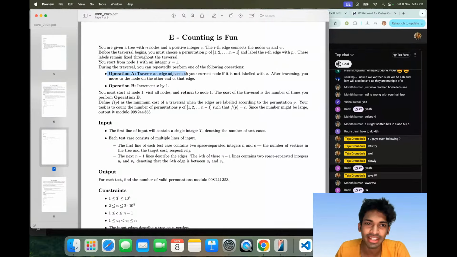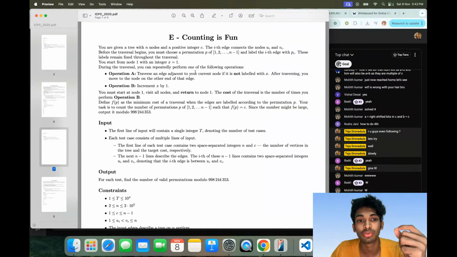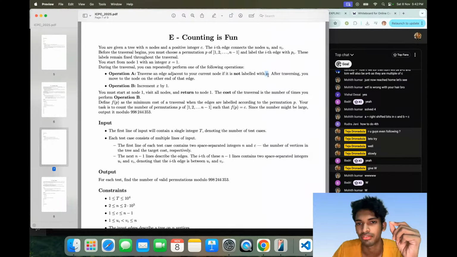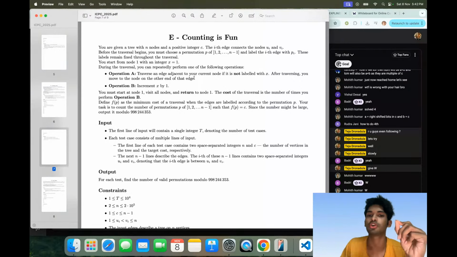Operation A, traverse an edge adjacent. So during the traversal, we can do two operations. Traverse an edge adjacent to your current node if it is not labeled with x. So we have a number x, and we can traverse an edge if it does not have our number x. After traversing, you move to the node on the other end of that edge. Operation B, increment x by 1.